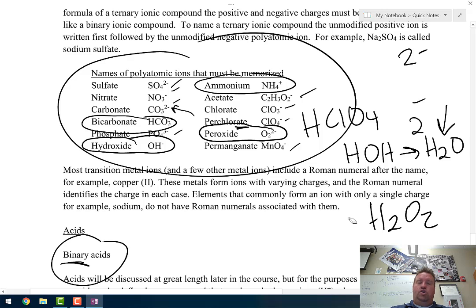So you should have a homework packet. You should have some questions dealing with acids. Go ahead and get to those now and get to work on them.